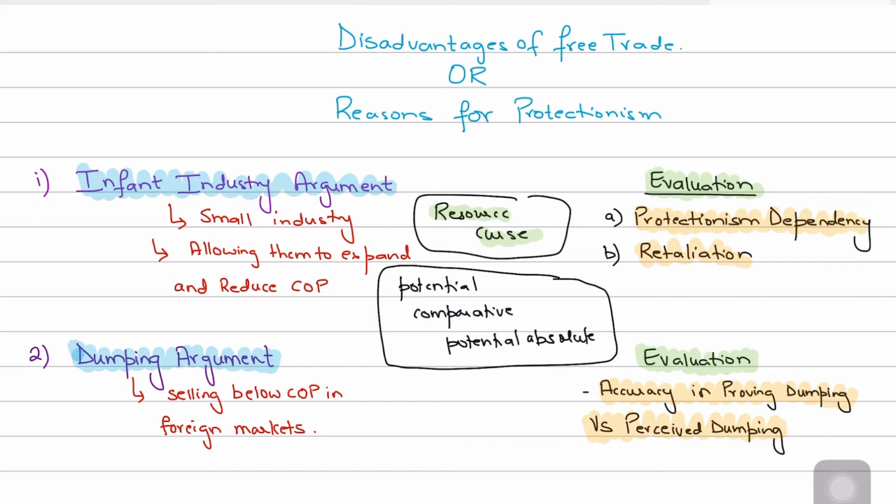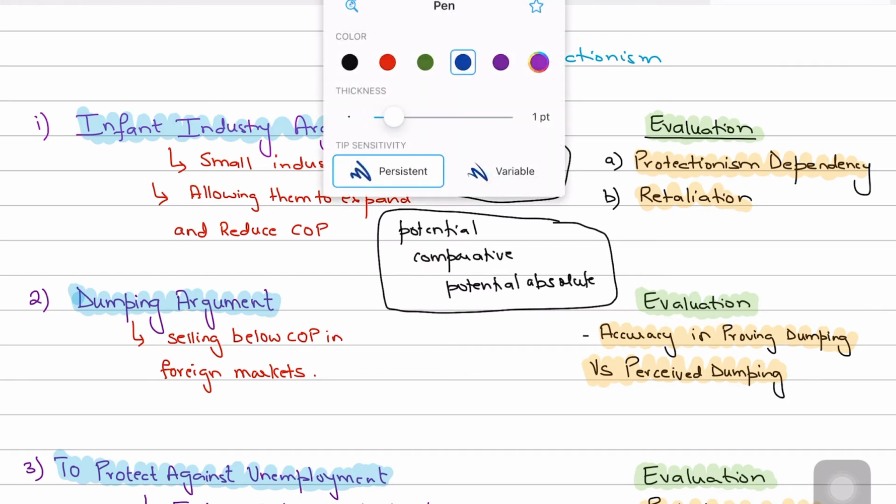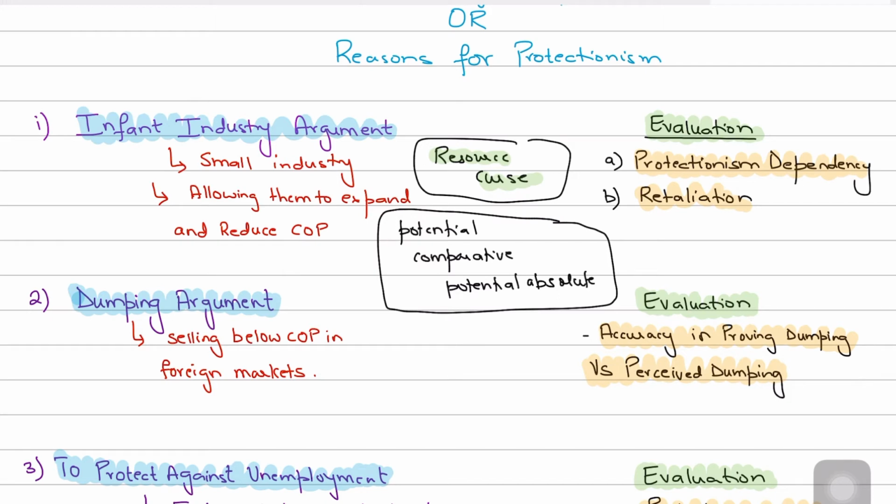So that is one of the reasons why the government protects infant industries, and that is known as the infant industry argument. But again, like I always emphasize, you also need to evaluate in exams, right? So what is evaluation? Evaluation just means that you are bringing the examiner to a certain argument or a certain point. You're trying to give them your own viewpoint on something you've already stated, building or developing an argument, and then coming to a certain point.